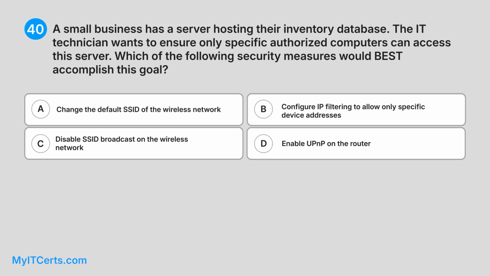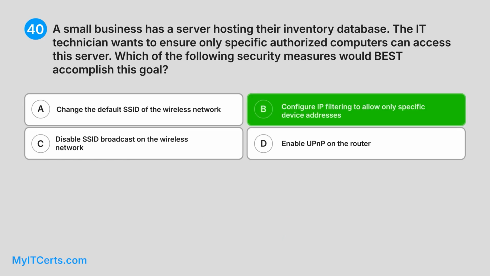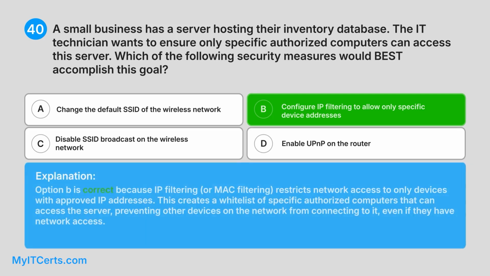Correct answer. B. Configure IP filtering to allow only specific device addresses. Explanation. Option B is correct because IP filtering, or MAC filtering, restricts network access to only devices with approved IP addresses. This creates a whitelist of specific authorized computers that can access the server, preventing other devices on the network from connecting to it, even if they have network access.